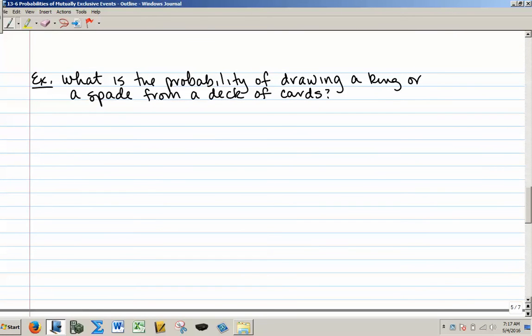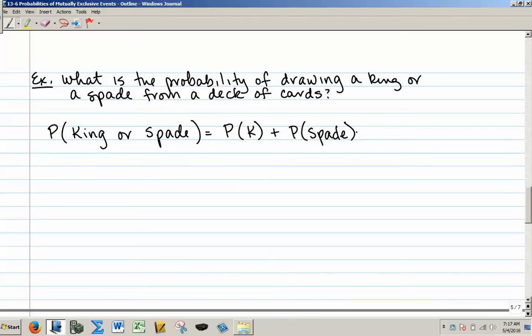What's the probability that, drawing from a standard deck of cards, you get a king or a spade? Okay, so I need the probability of a king or a spade. Notice again, in this case, I'm drawing just one card. I'm using the word or, so I will be adding. So this is going to be the probability of a king plus the probability of a spade. And because a card can be both a king and a spade at the same time, that is the king of spades, I need to subtract the probability of the king of spades.